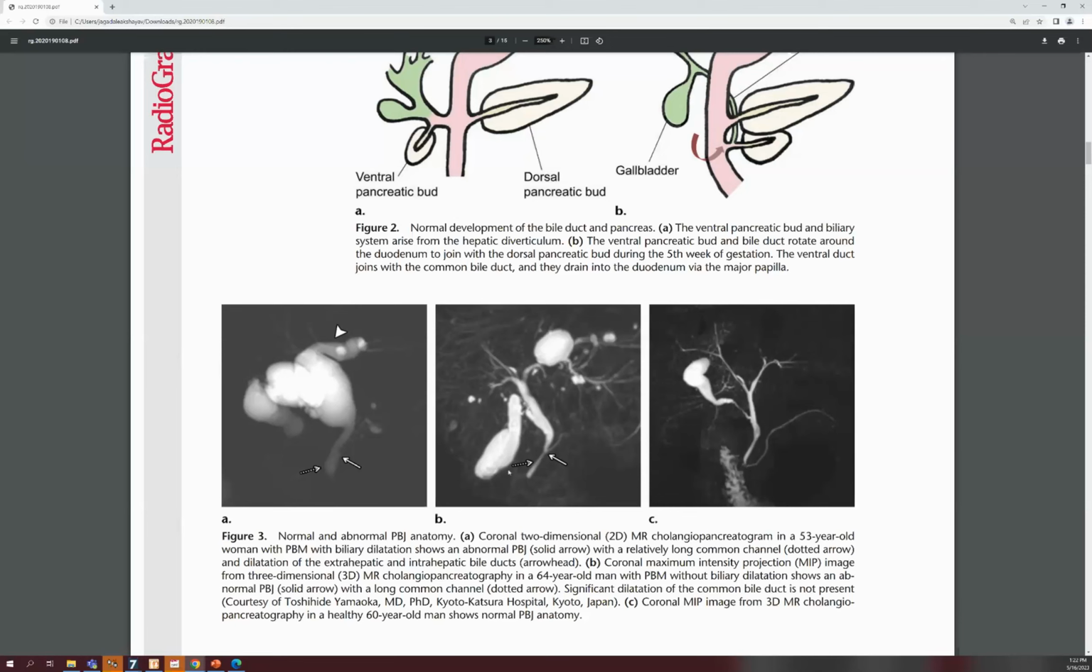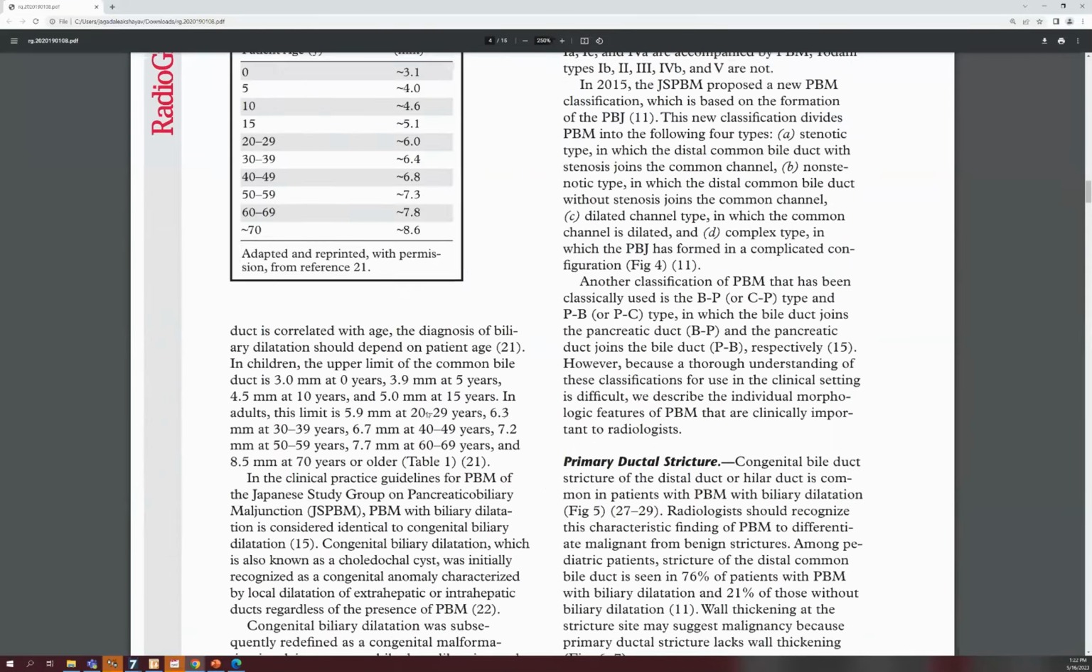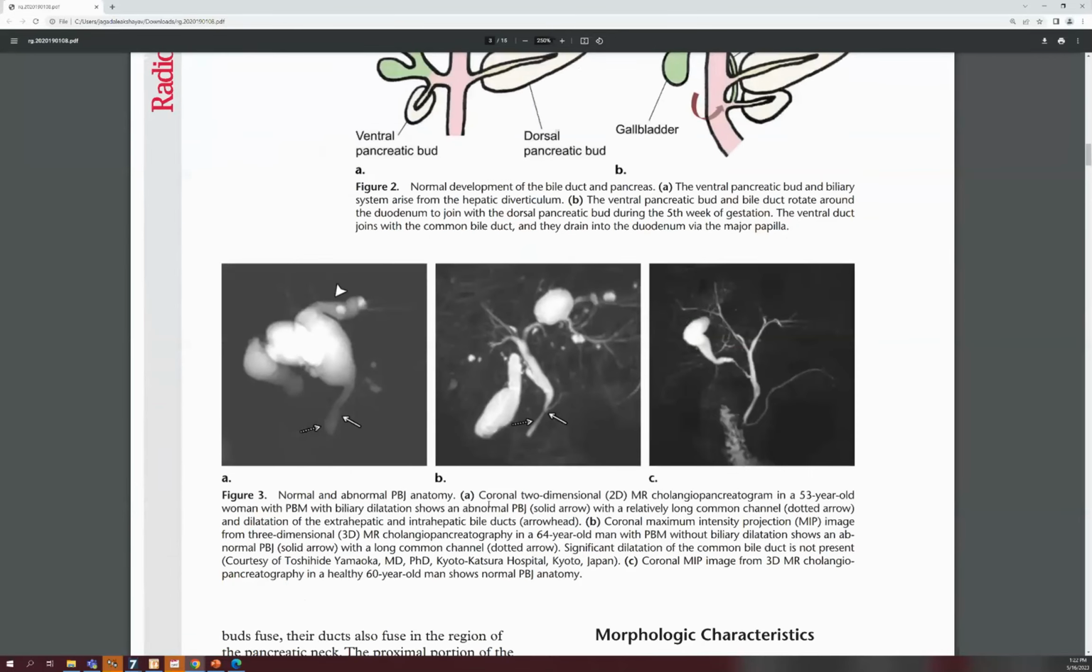In the case which I showed, it was somewhat similar in appearance. The CBD is entering here, and this is the dilated common channel. And in some cases, we also see dilated extrahepatic and intrahepatic biliary ducts, like how we are seeing here in this case. And one more point: in the dilated duct case, you would bring up a choledochal cyst, right? Yes, we can bring up the choledochal cyst.